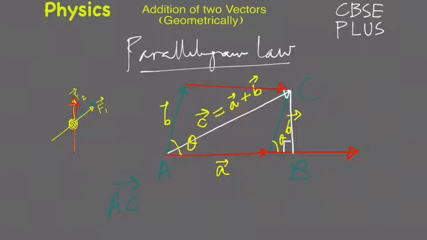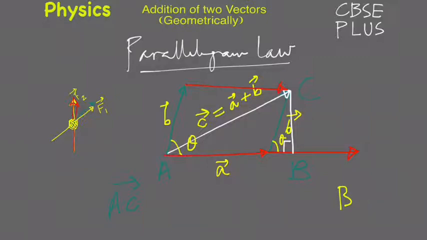It is very easy to work with a right angled triangle. We can use trigonometry and we can simply get the magnitude of AC or vector C. For that, what do we need? We know this distance, which is given, the value of vector A, the mod of vector A. We know the angle, theta, but we don't know what BC is, which is the perpendicular.